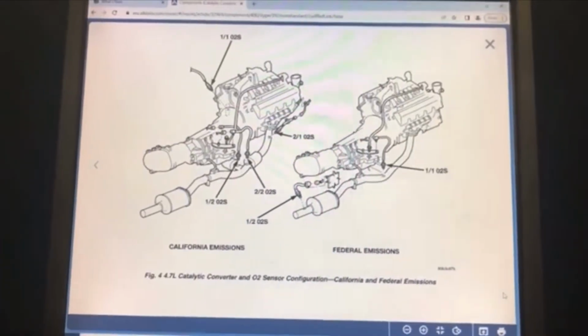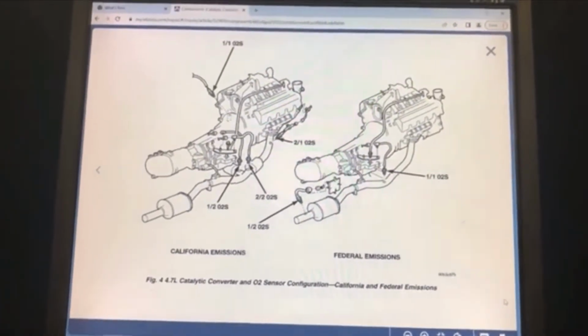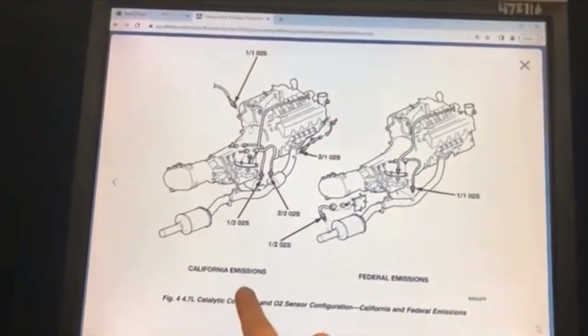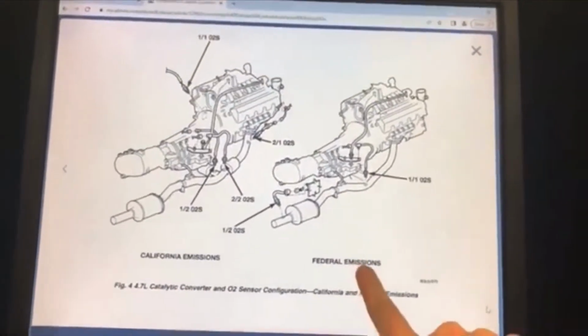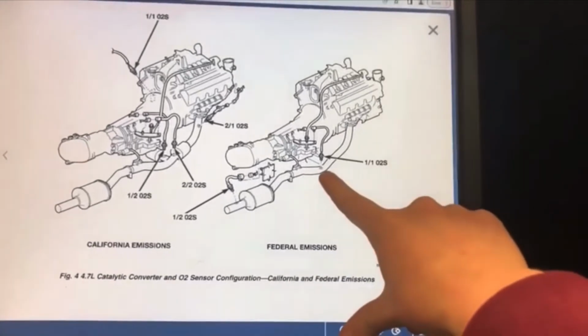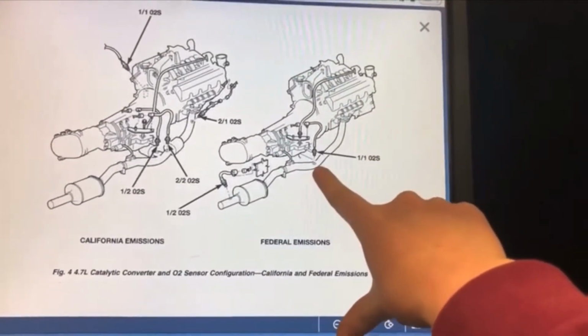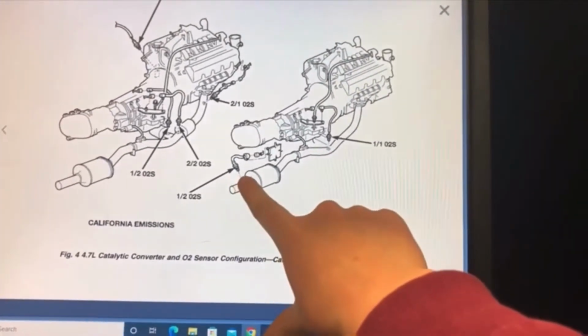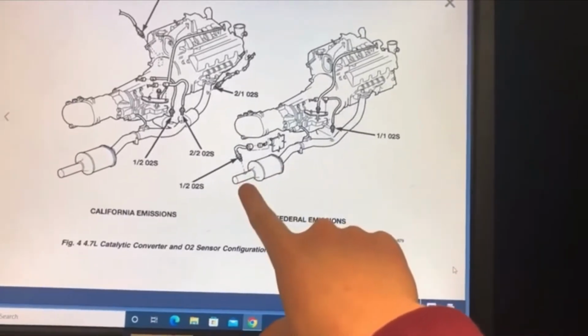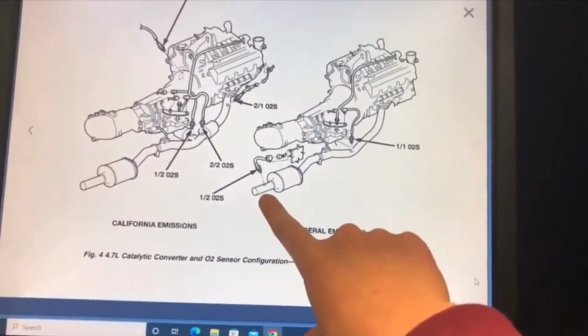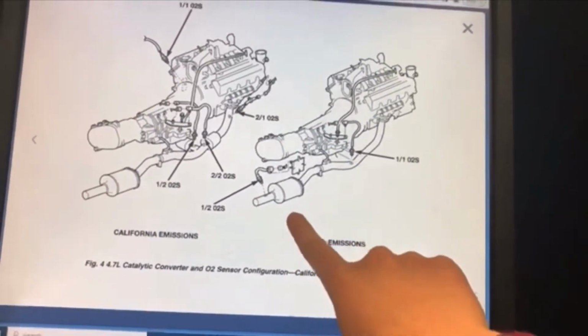So here's what All Data says about the '99 Grand Cherokee. This is the California emissions, and this is federal. We have federal, so we have an O2 sensor right here on the passenger side, and then we have an O2 sensor after the cat that you can see very well from the driver's side, and Jack is going to show you that under the car.